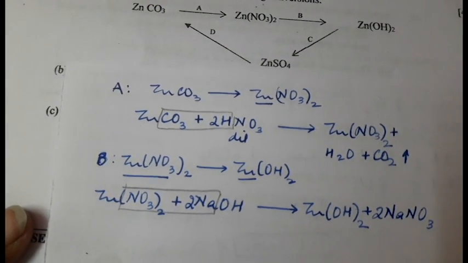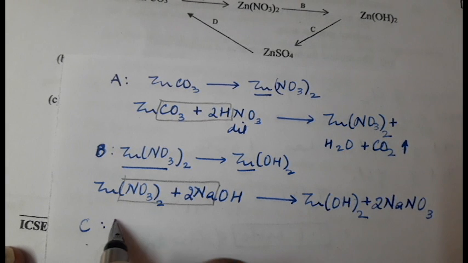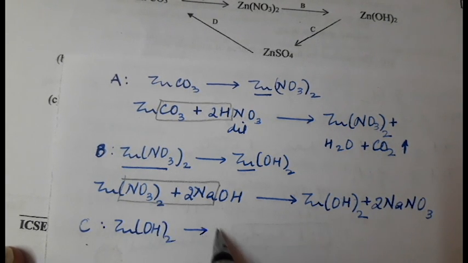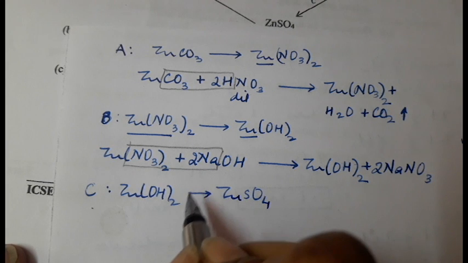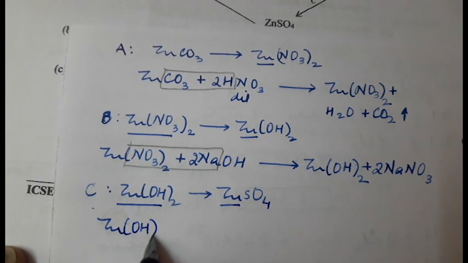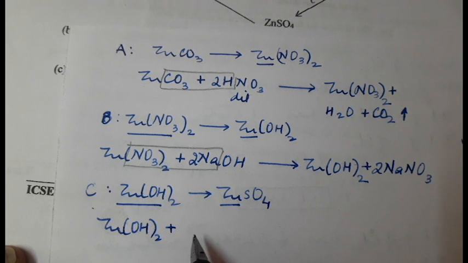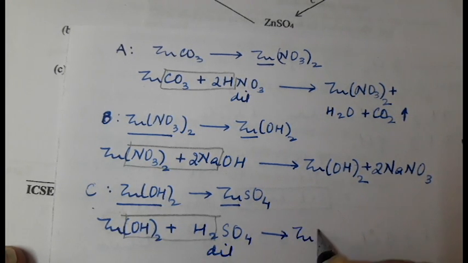We come now to the C reaction. Now C reaction is Zn(OH)2 gives us ZnSO4. Now for Zn(NO3)2 and ZnSO4, this is my C reaction. Zinc has already come from Zn(OH)2. This is already supplied. For SO4, now because this is a base, I can take H2SO4 acid, and that will give me again a double decomposition reaction, which gives me ZnSO4 plus H and OH means H2O, so 2H2O.